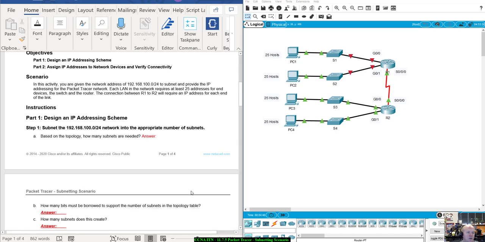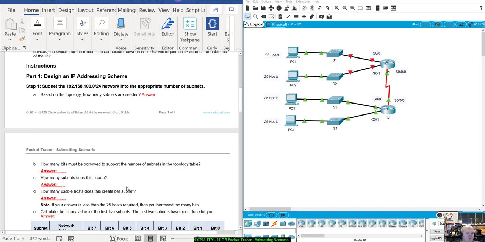In this scenario, you are given a network address of 192.168.100.0 with the CIDR /24 to subnet and provide the IP addressing for the Packet Tracer network. Each LAN in the network requires at least 25 addresses for end devices, the switch and the router. The connection between R1 and R2 will require an IP address for each end of the link.